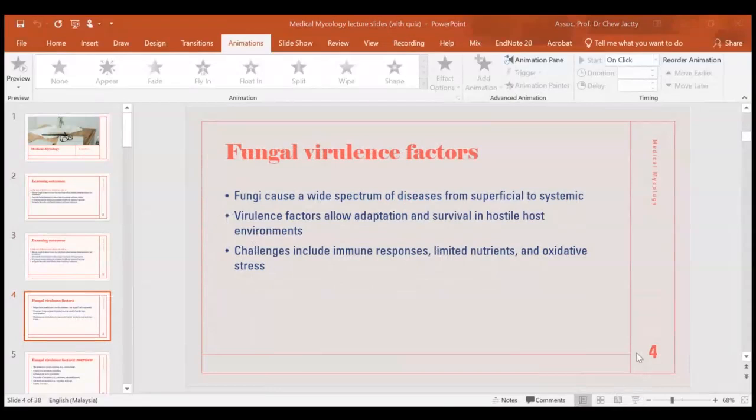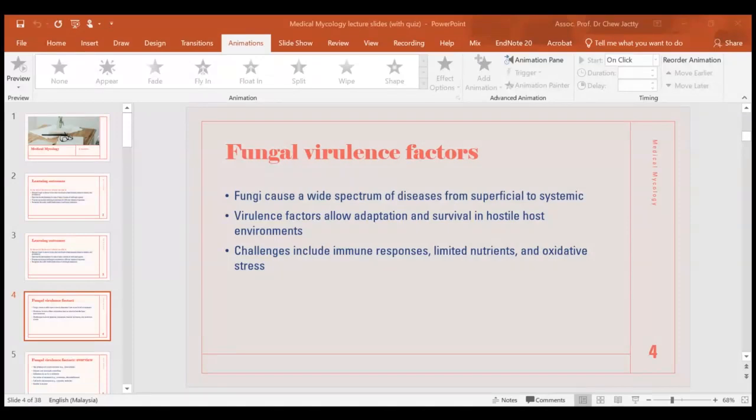So now I'm sharing the first slide for fungal virulence factors. As I mentioned just now, last week we looked at different types of mycosis. There is a wide spectrum of diseases that can be caused by these fungal species, whether superficial or the more severe mycosis, such as systemic mycosis. And these virulence factors, just like what we talked about in the bacteria chapters, are different genes or proteins produced by the fungal species that allow the fungi to persist and survive in the host environment, which will then lead to disease.